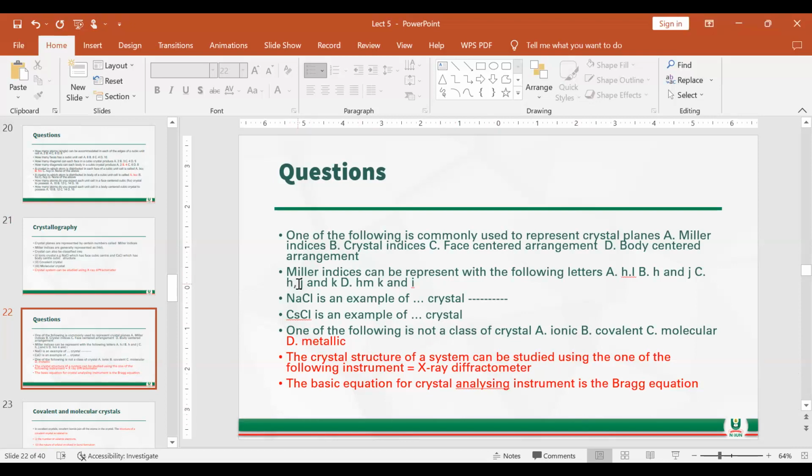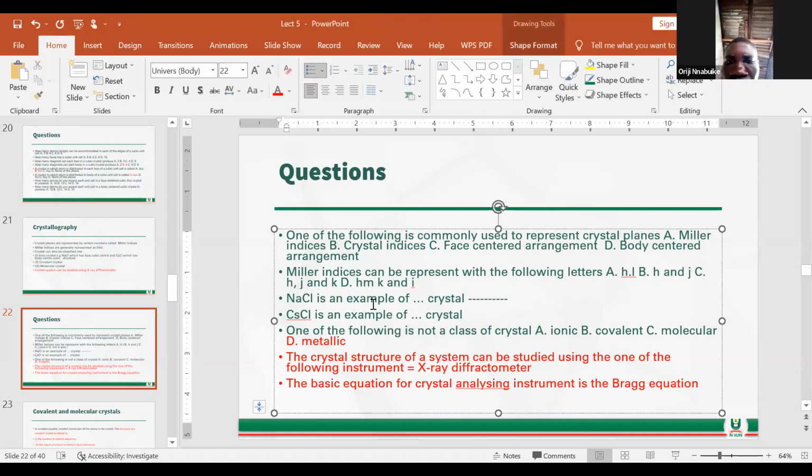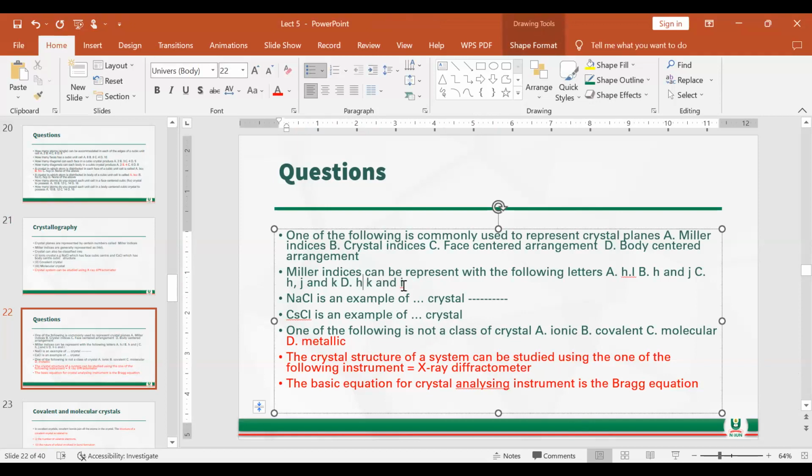HKL is what we normally use. H, K, and L. So that's what we use.